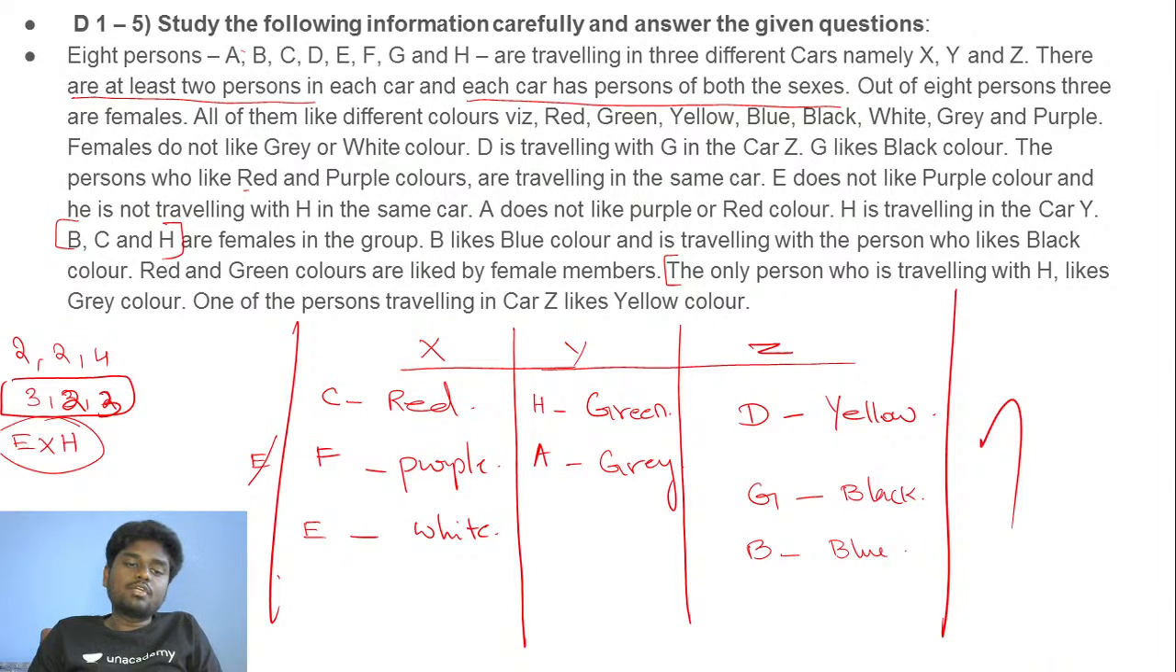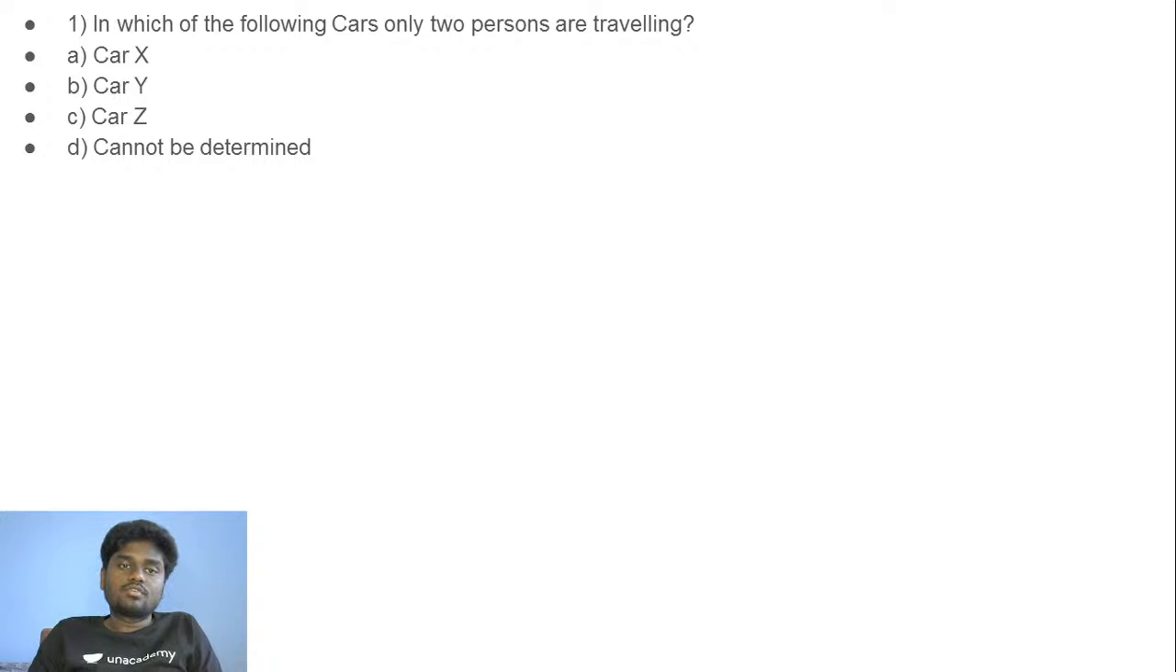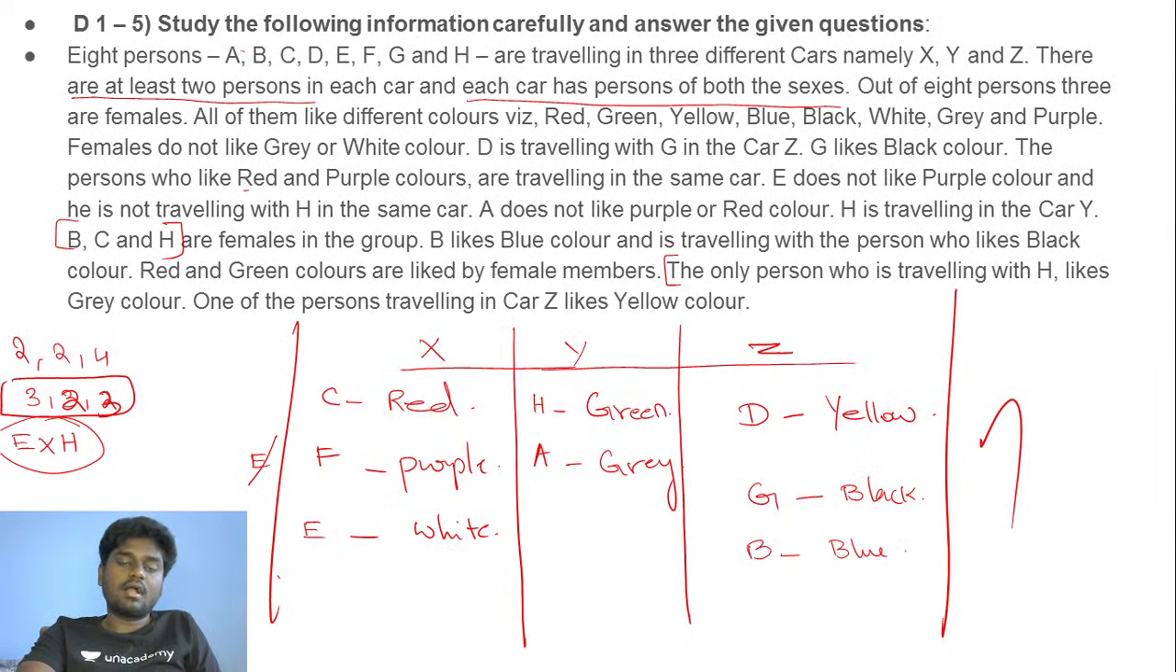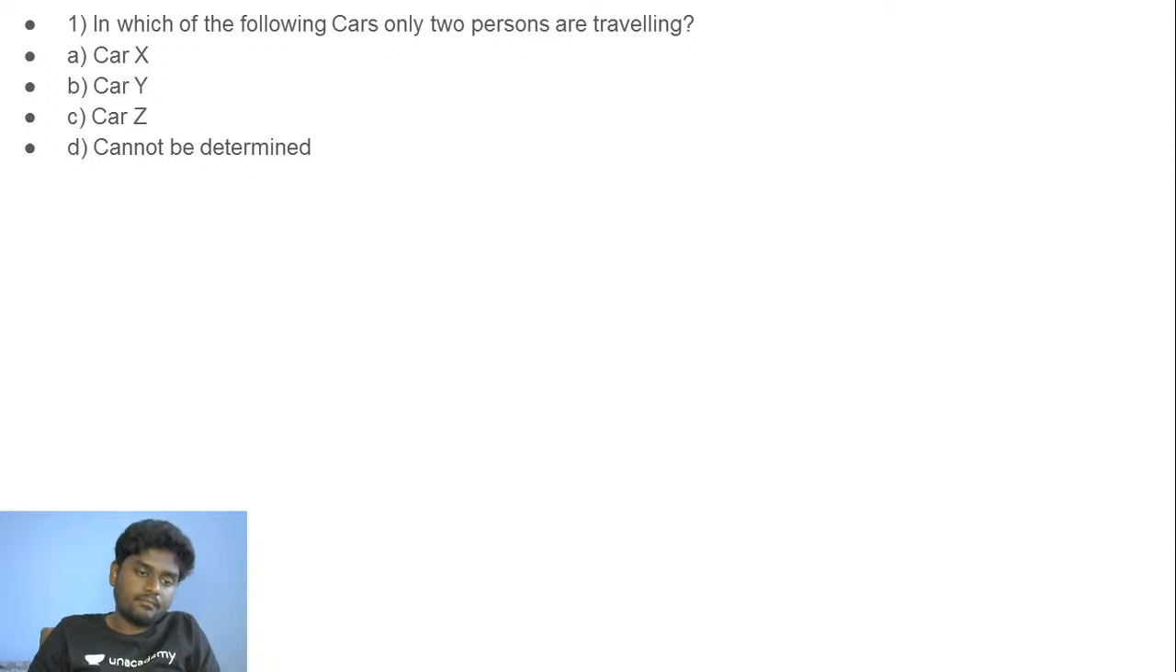So we'll quickly try to go and address the respective questions for this. In which of the following cars only two persons are traveling? It is with a car Y. Sorry, it is not option A, it is option B. It is with the option B, car Y. Only two persons are traveling.